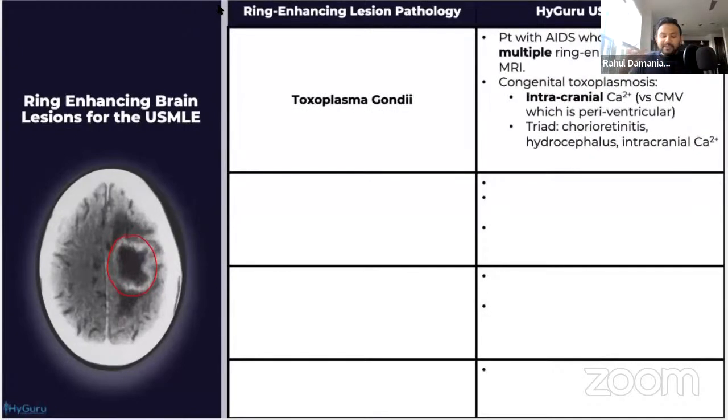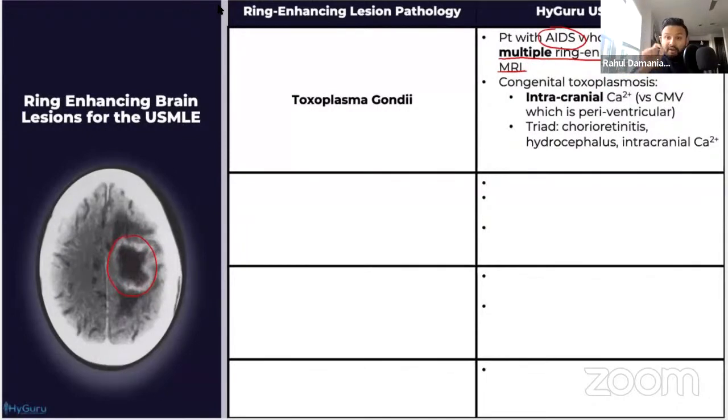So what are your USMLE vignettes going to show? Well, it's going to give you an immunocompromised patient, maybe who has AIDS, and it will show multiple ring enhancing lesions on the MRI or a single ring enhancing lesion. The differential, which you need to have, is that patients who have these ring enhancing lesions can have them in an intraparenchymal or periventricular fashion, specifically when it comes to calcifications.